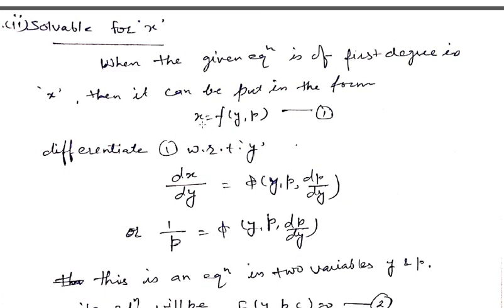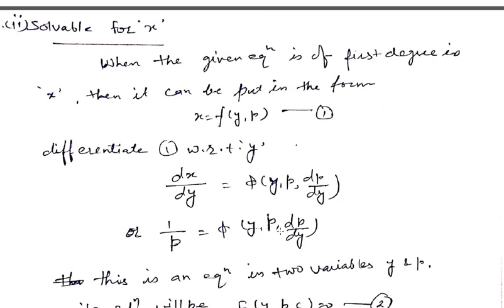In this method, we will differentiate equation number 1 with respect to y. So we get dx upon dy in the left hand part, and in the right hand part we get the derivative of a function of y and p, which is represented here with some function phi, as phi is a function of y, p, and dp upon dy. Dx upon dy can be written as 1 upon p. So we have another equation, which can be derived by differentiating the given equation 1 with respect to y, which is 1 upon p equals phi of y, p, and dp upon dy.